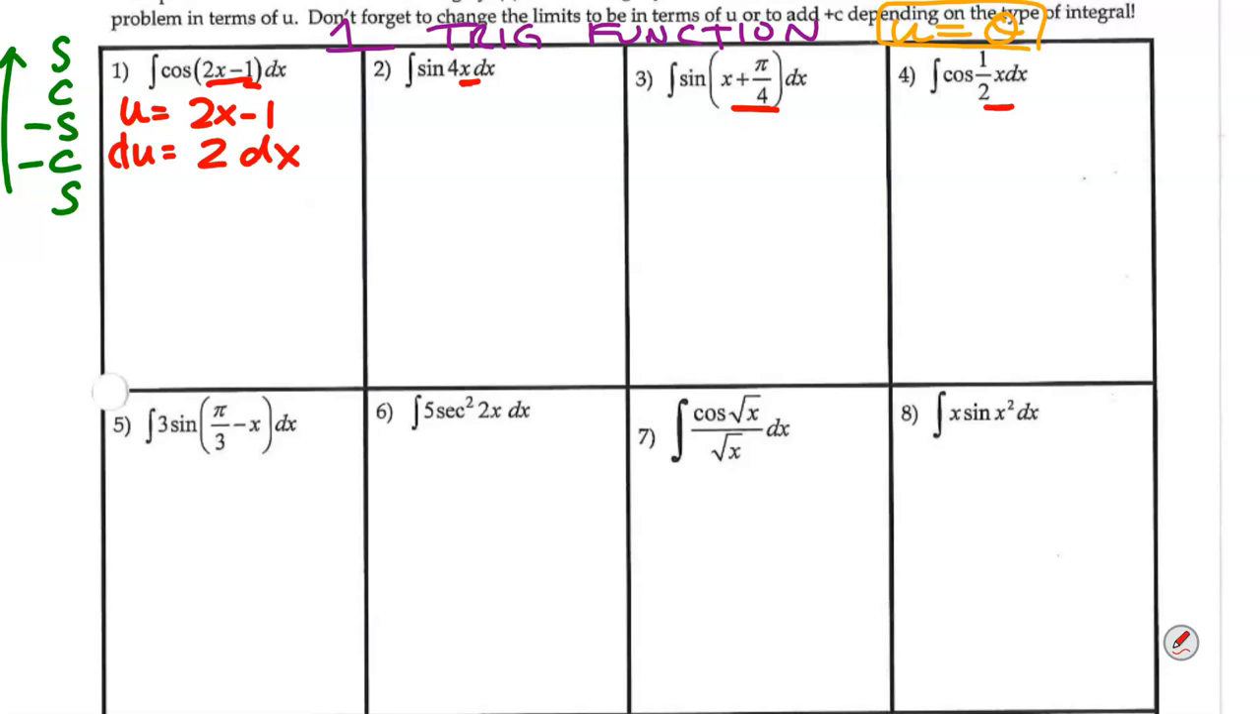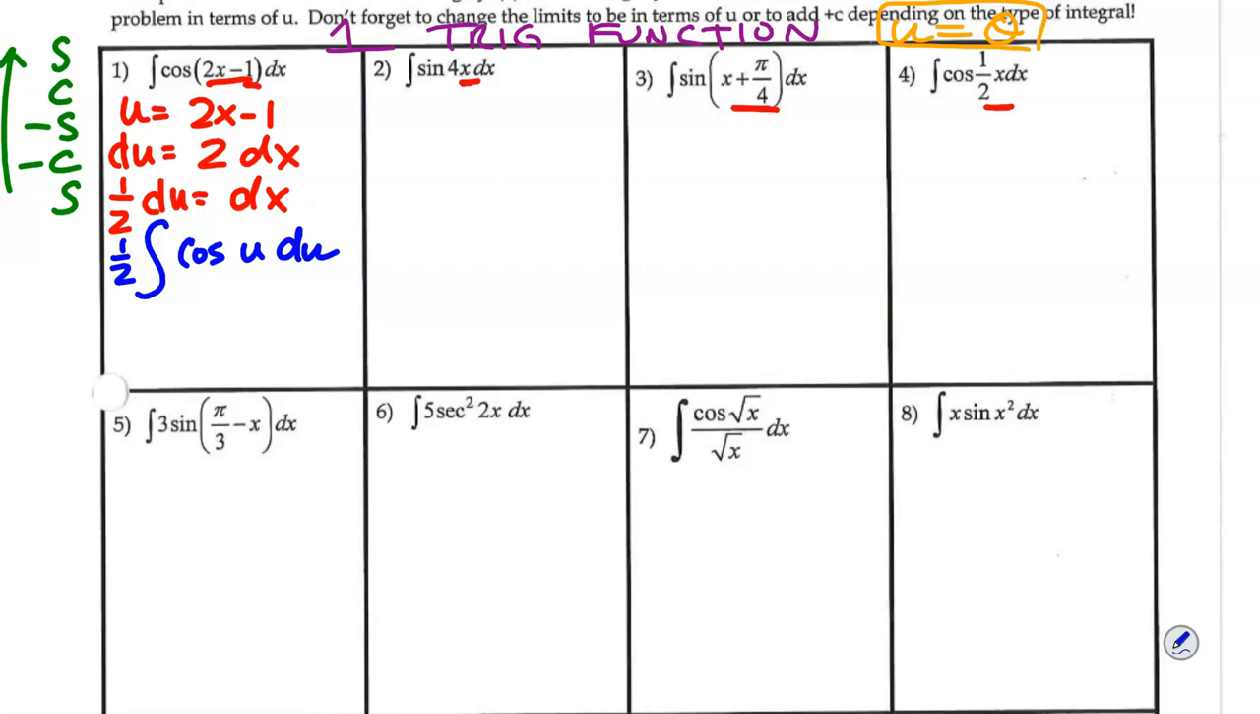So the derivative of this is 2 dx, and then we're going to pull out the 1/2. And let's look at what we have left. So we're going to have the 1/2 on the outside. If I go too fast, please let me know. So we have the 1/2 on the outside, then I'm left with cosine of u du on the inside.